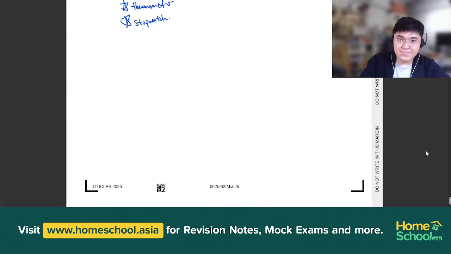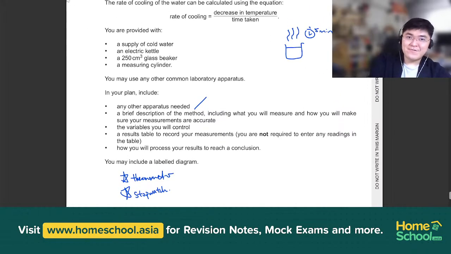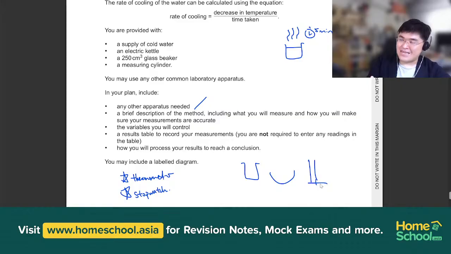Next, what are the variables you are to control? First things first, what would affect the rate of cooling of water? If you put your hot water into a beaker, then in the next experiment into an evaporating dish, then the next into a measuring cylinder, the experiment doesn't really work. So you want to ensure that the container used to cool the water down is constant. So the beaker must be constant. The time taken for the water to cool should also be constant.